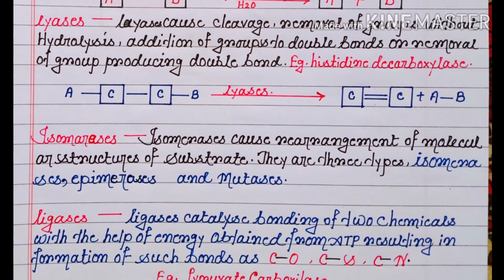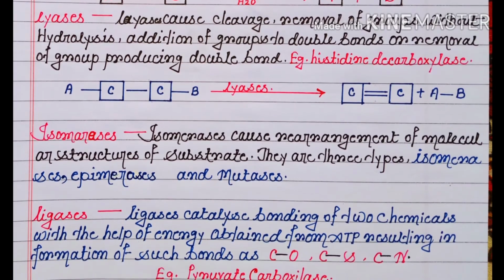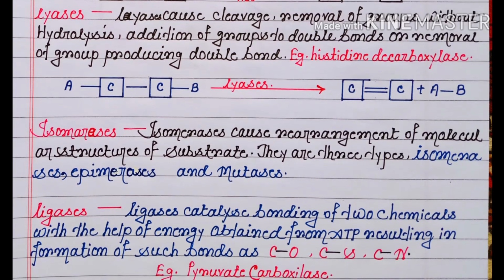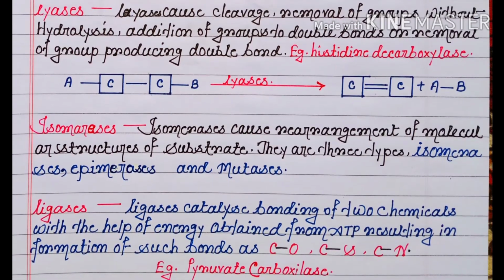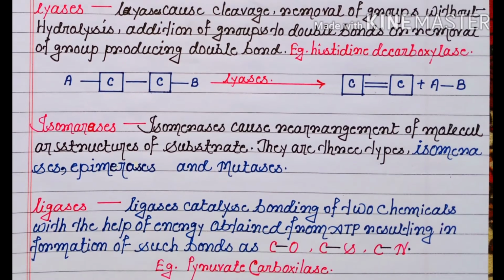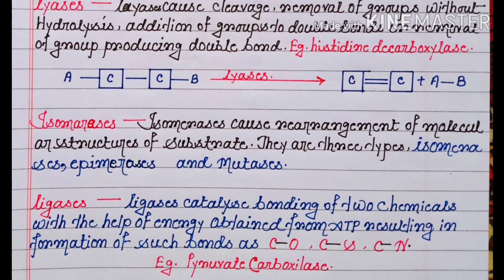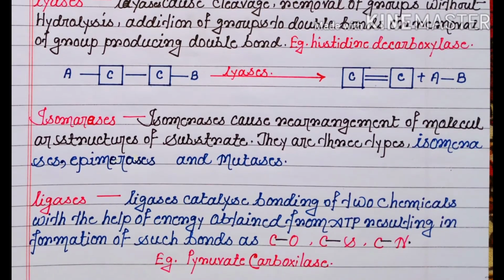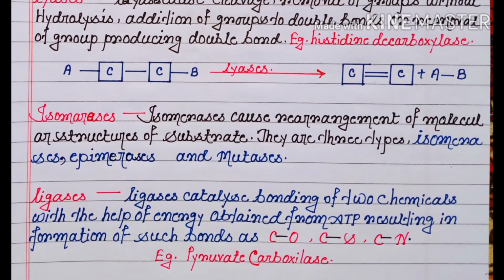Now the last category of enzyme is ligase. Ligase catalyzes bonding of two chemicals with the help of energy obtained from ATP, resulting in formation of such bonds as carbon-oxygen bond, carbon-sulfur bond, or carbon-nitrogen bonds. An example of ligase is pyruvate carboxylase.